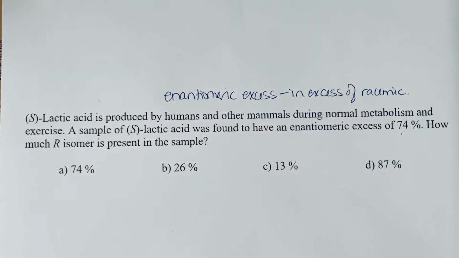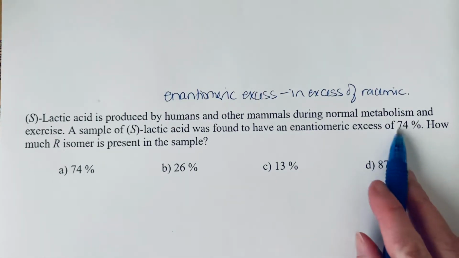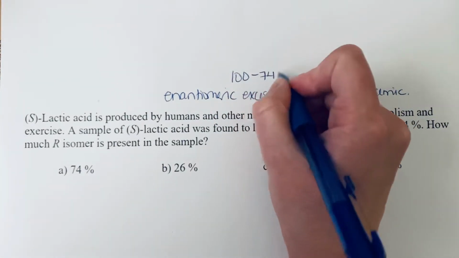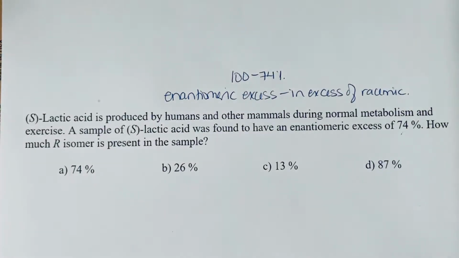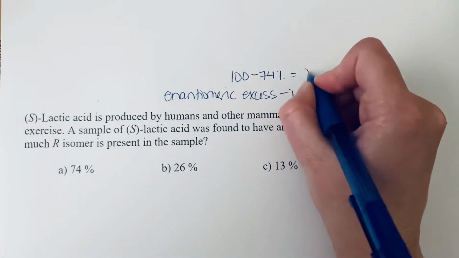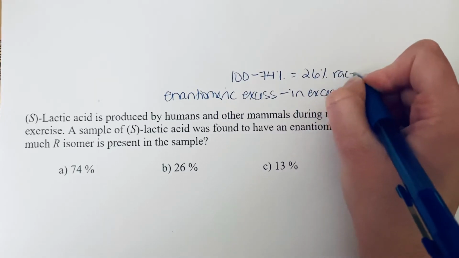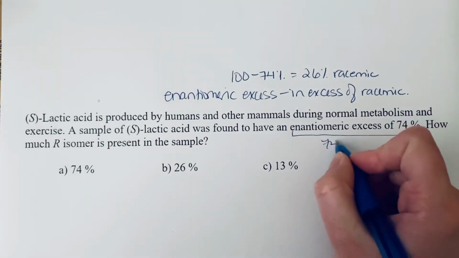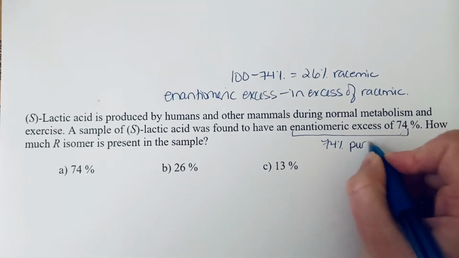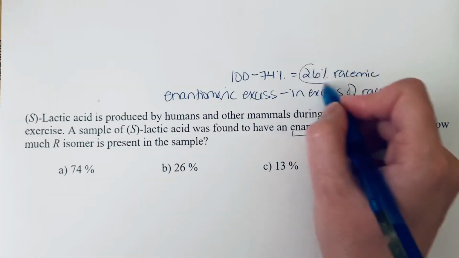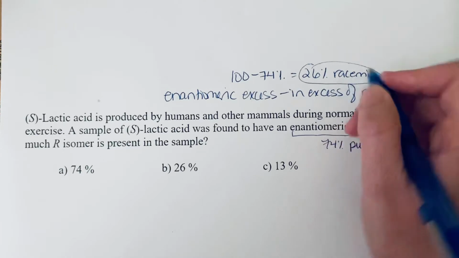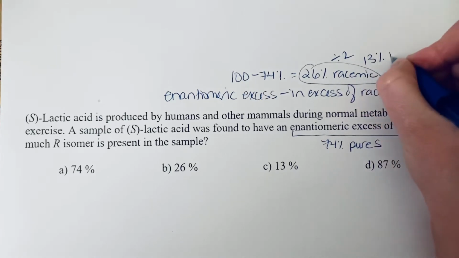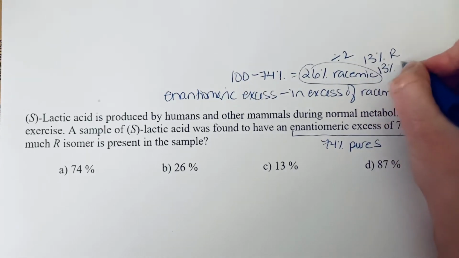It probably still sounds complicated, but the math here is actually pretty easy. It needs to add up to 100%. So 100 minus 74% would tell you how much of this you have present as a racemic mixture. So you have 26% that is racemic. From that enantiomeric excess of 74, you have 74% pure S. But then if you have 26% that's racemic, racemic means a 50-50 mixture, so you need to divide that by 2. In that racemic portion of the solution, you have 13% R and 13% S.